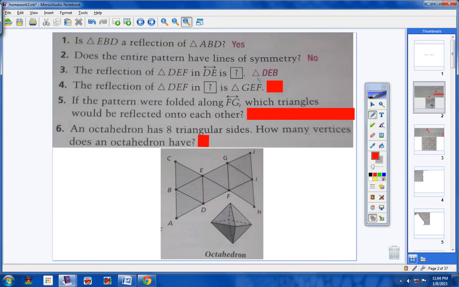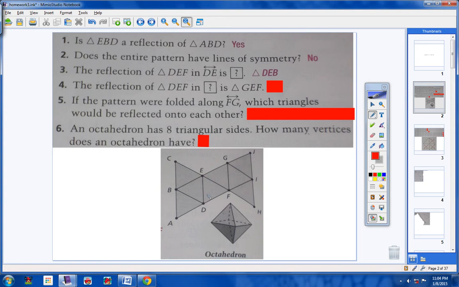And students, usually it matters which way you write the letters, but if you look in the directions, it says that all of these triangles are equilateral. That means all of the lengths are the same, so it really doesn't matter which order we write DEB. Okay, alright, moving on to number 4.